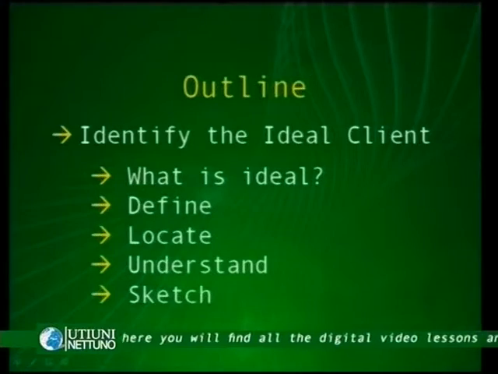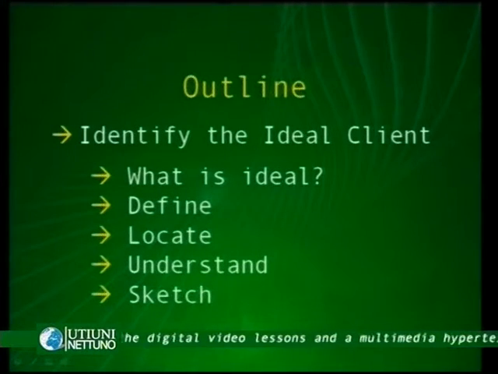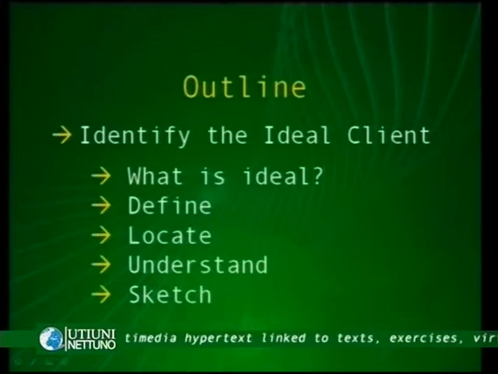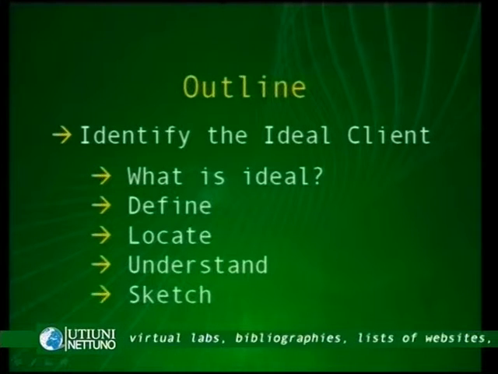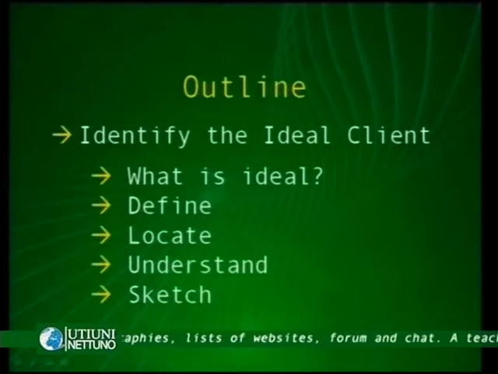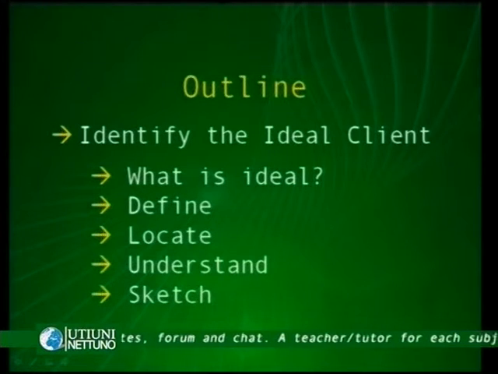So let's start with the outline of this session, which is basically how to identify our ideal client. This session is primarily focused on one of the components of building our strategy. This component consists of how to identify a client, what makes an ideal client ideal, how to define it, how to locate him, how to understand that client, and how to sketch.